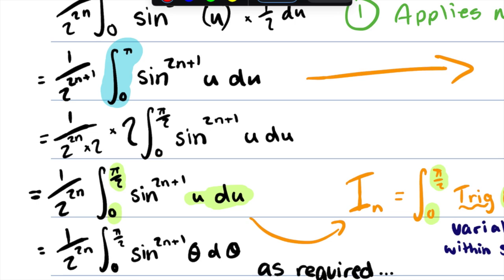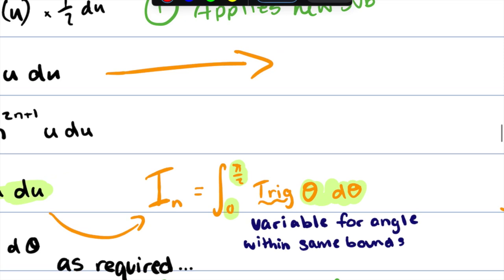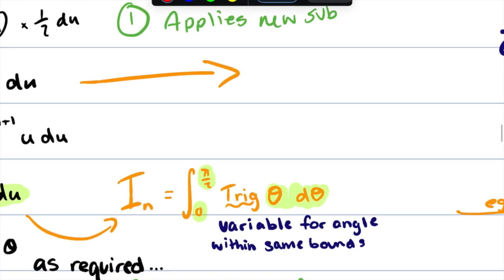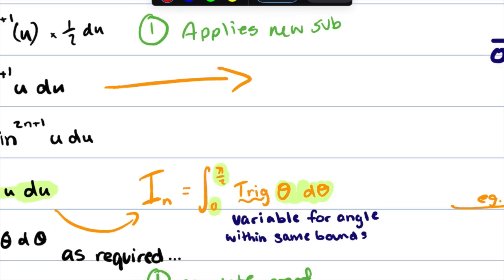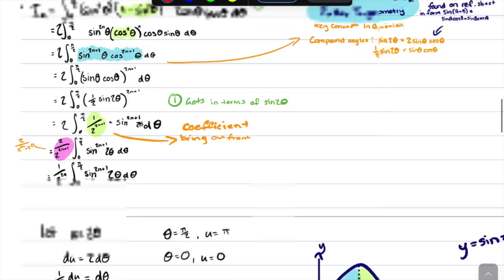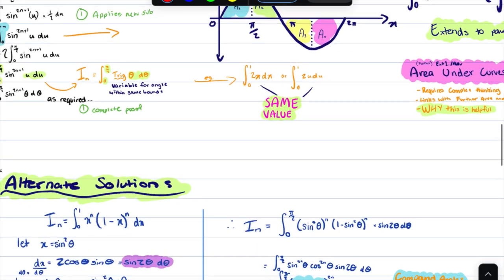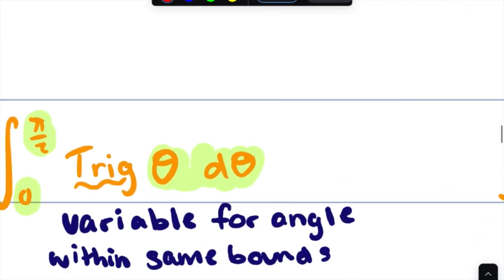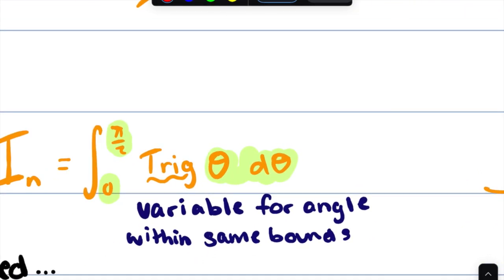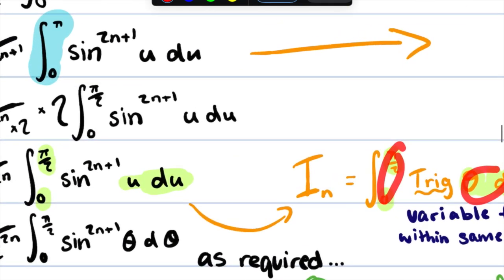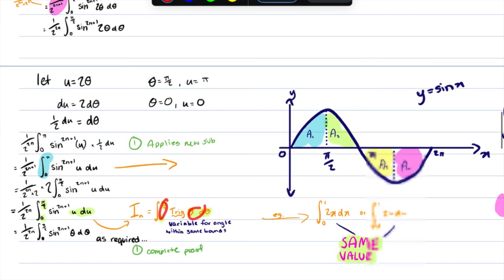Looking at this, we know that our original integral we're looking for is our integral from 0 to pi on 2 of sine to the 2n plus 1 theta d theta. That is from above what we started with. If we think about it here, our variable for our angle is within the bounds of theta and d theta. If we treat the theta as a dummy variable, we can bring it back in terms of theta.